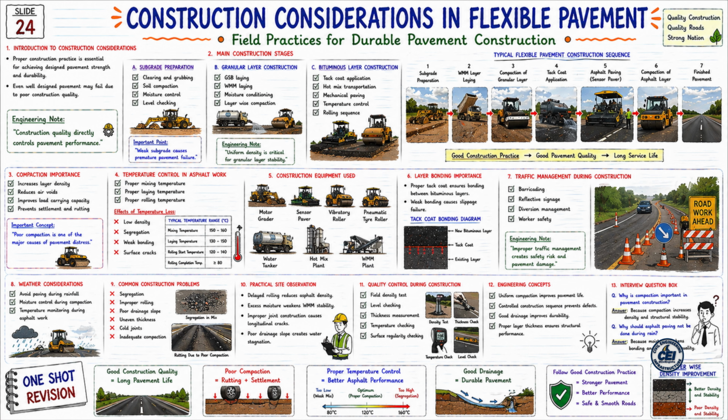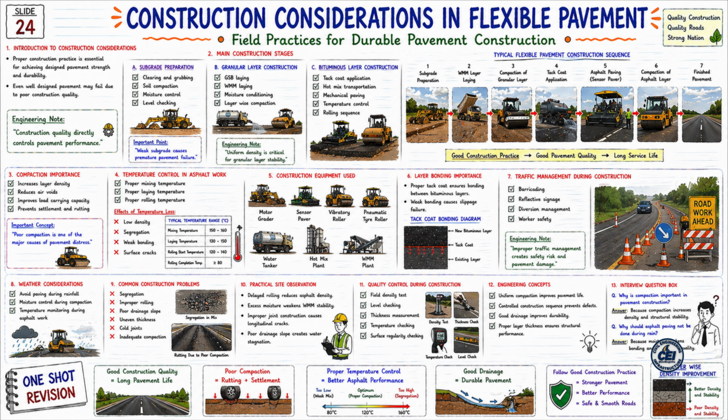Common construction problems. Segregation. Improper rolling. Poor drainage slope. Uneven thickness. Cold joints. Inadequate compaction. And these practical problems are shown in the right side images. Now let us look at the 10th topic.